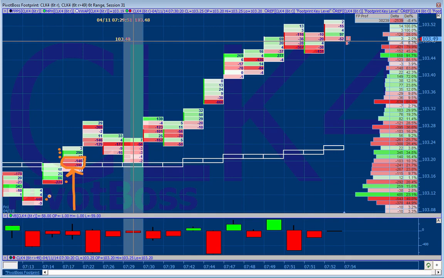And what happened? Price ticked higher. That's an aggressive seller that is now trapped. If you just sold 440 contracts of crude oil, remember it's $10 a tick. Every tick against you is a $4,400 loss, basically, at this point, right?